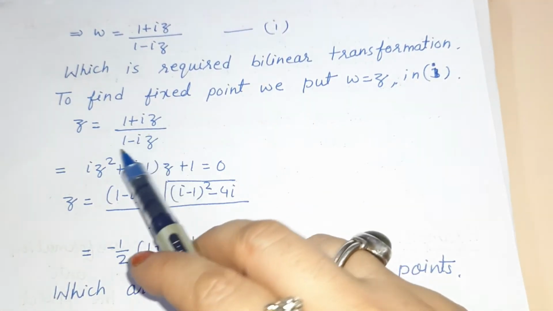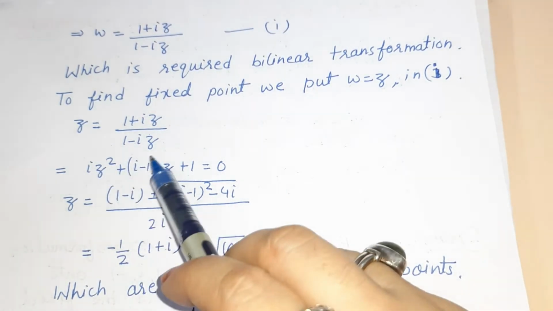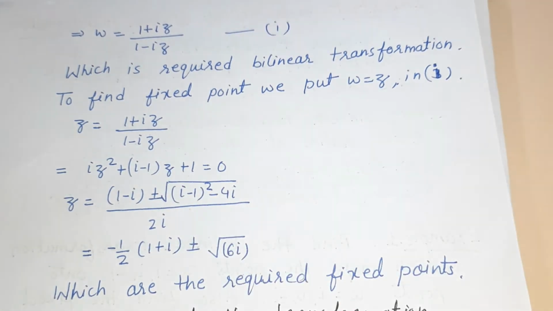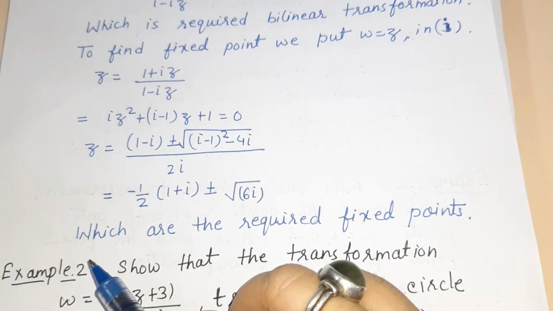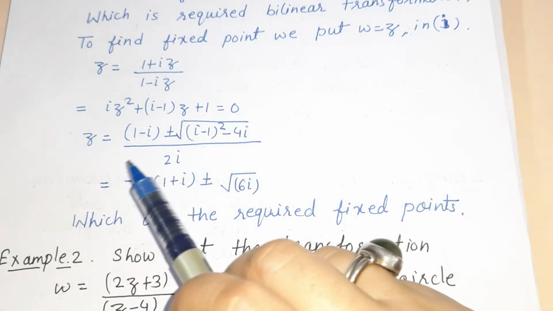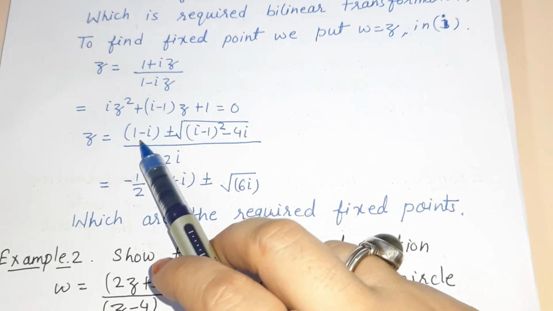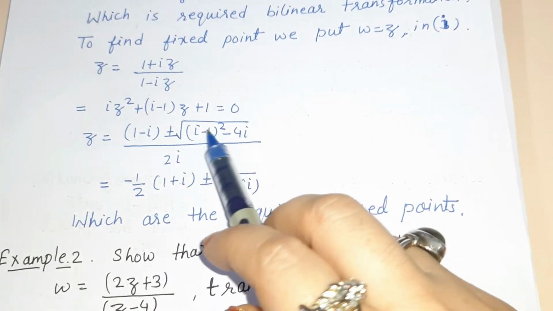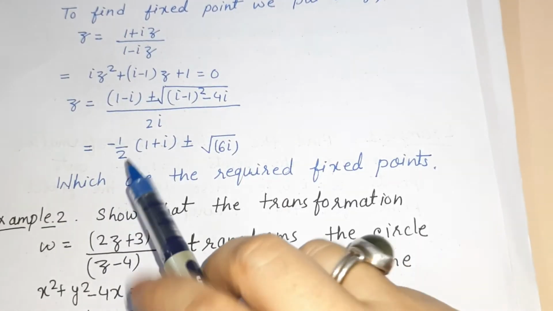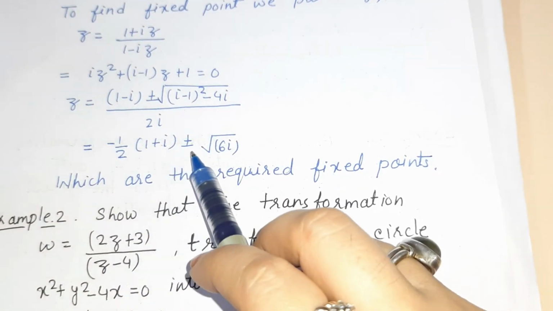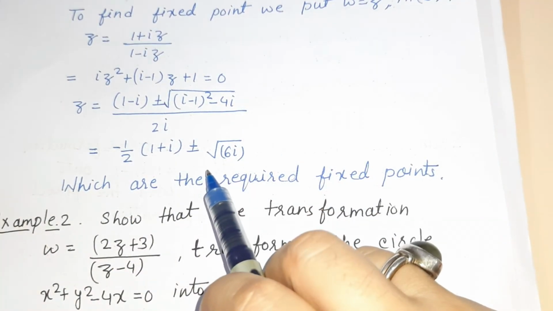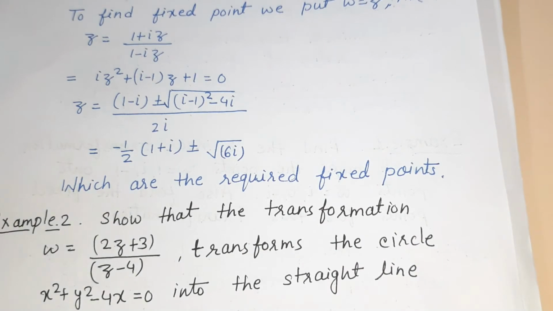Then again we solve this equation and simplify it, and you will get iz² + (i - 1)z + 1 is equal to 0. We solve this equation using the discriminant rule, then we get z is equal to [(1 - i) ± √((i - 1)² - 4i)] divided by 2i. Or we get -1/2 (1 + i) ± √(6i), which are the required fixed points for this bilinear transformation.